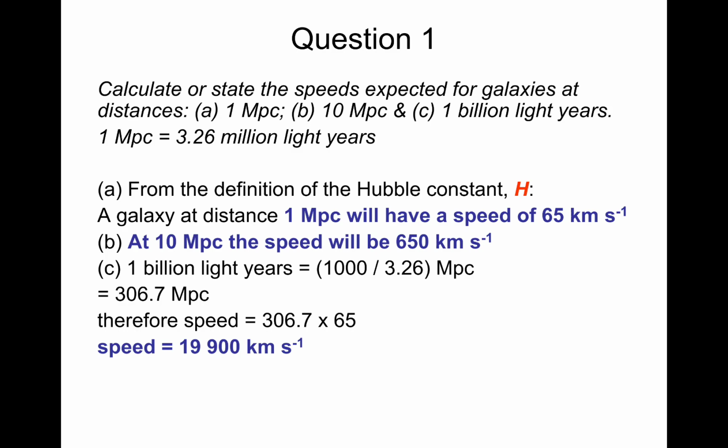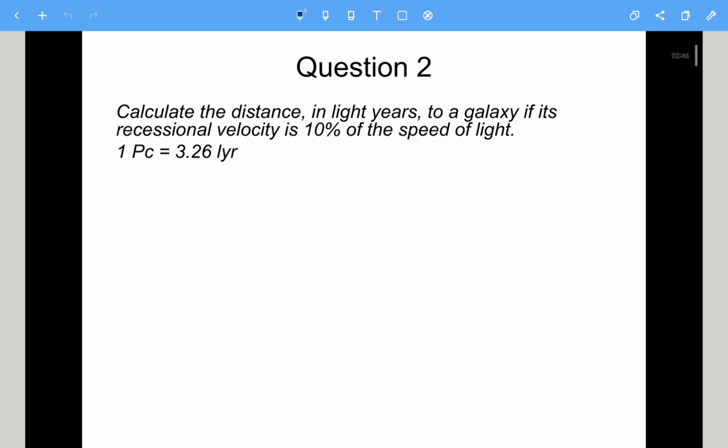All right, let's try a second example. Slightly trickier, but should be fine. So if you want to attempt this one. Question 2: calculate the distance in light years. So we're going to have to do a conversion there. To a galaxy if its recessional velocity is 10% the speed of light.